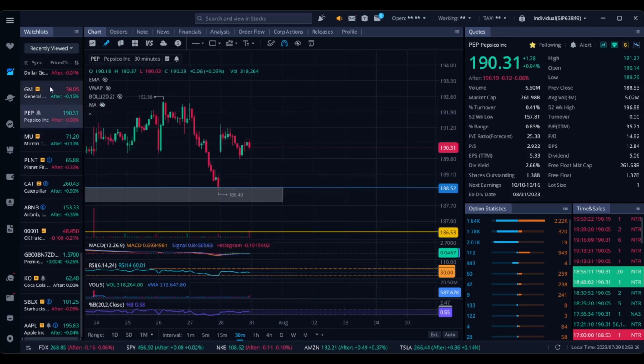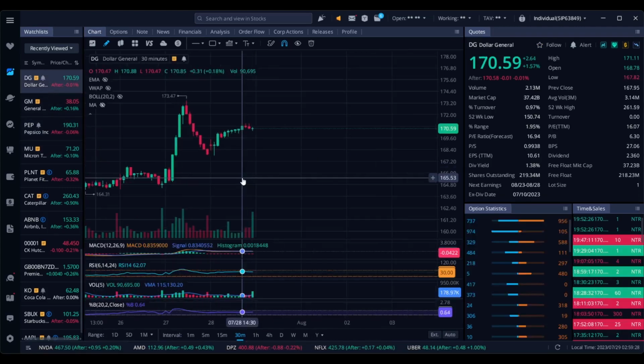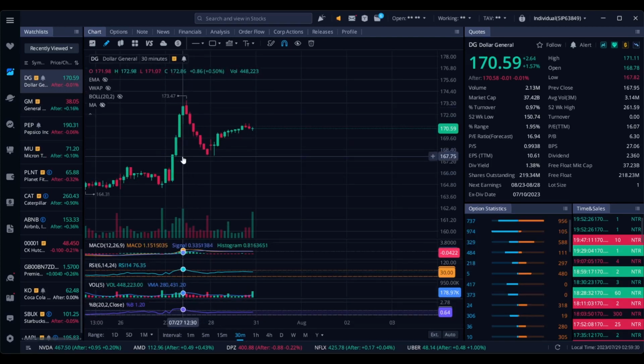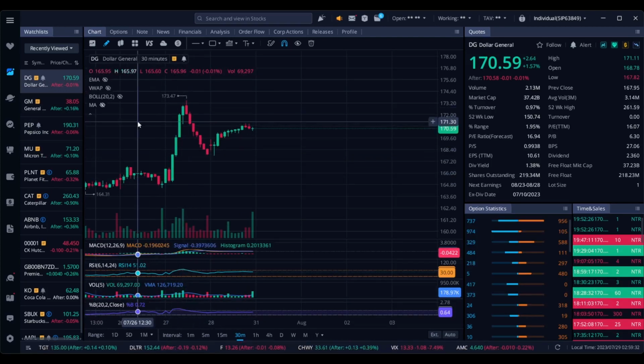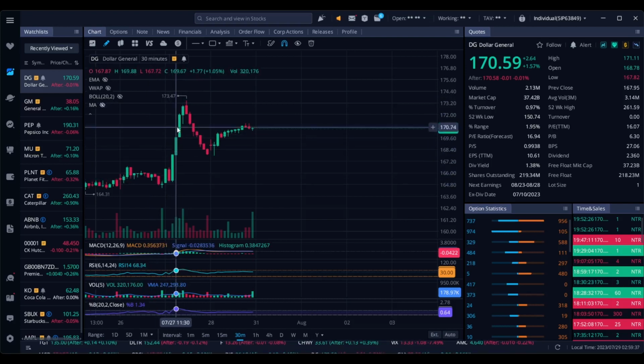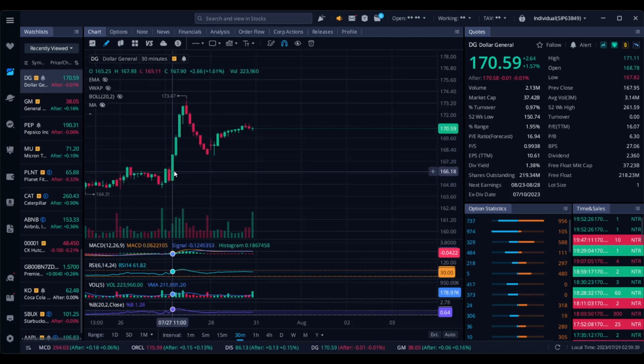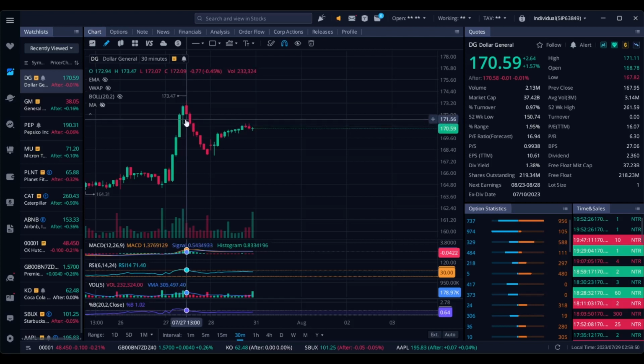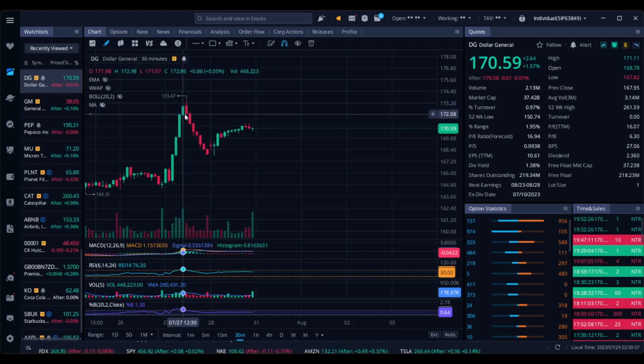Let me see if we can find another example. Dollar General. Okay. So we got four big green candlesticks, right? But as you can see, it started off big. It got a little bigger here. And then this one lost momentum. It's big wicks, so that'll tell you something. And now this is the swing high.